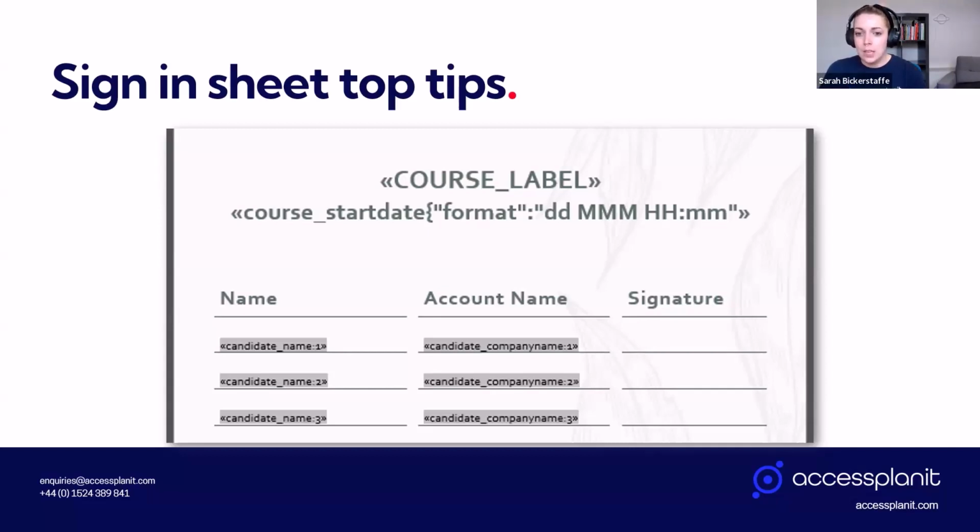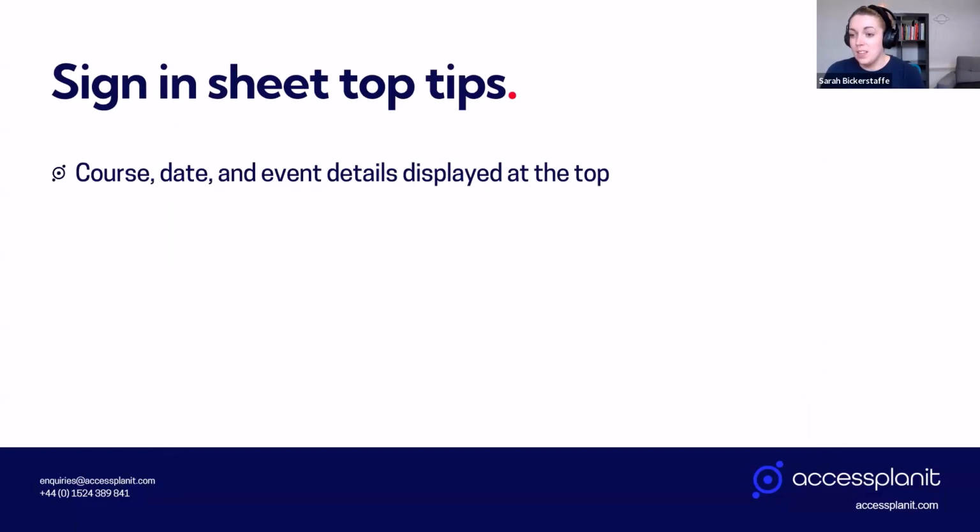So including the course information at the top is a must. I mentioned this earlier, but your trainers may have multiple courses running across multiple days. So having that information nice and clear at the top is really helpful to prevent them from getting muddled up. Using accessplanit merge fields to pre-print your delegates' names. Not only does it save your delegates time from having to fill in their full name, it also demonstrates that you're organized and easily flags people if they are in the wrong room or not in the right place.